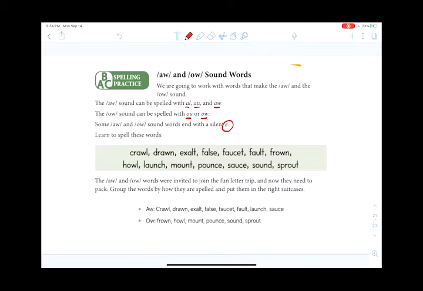Ah: crawl, drawn, exalt, false, faucet, fault, launch, and sauce. Ow: frown, howl, mount, pounce, sound, and sprout.